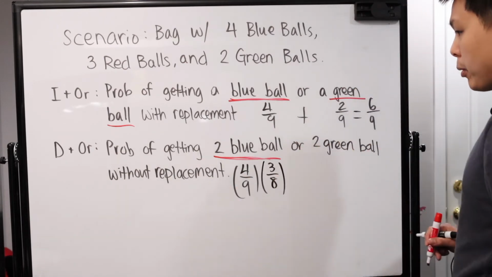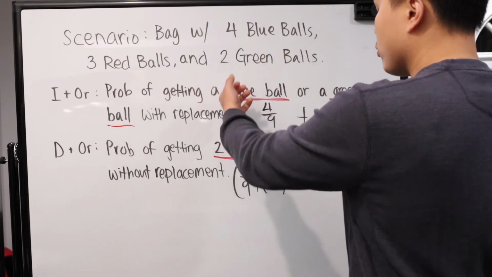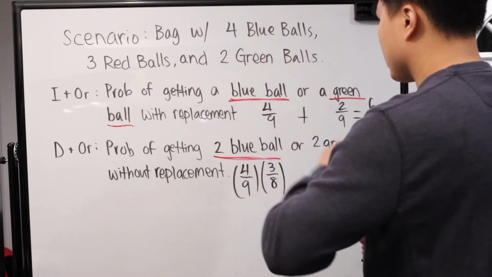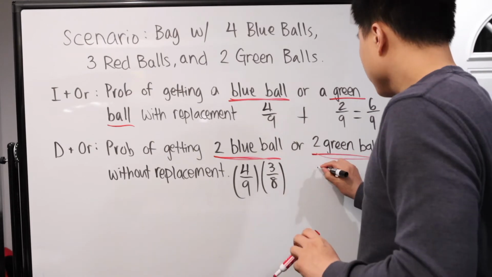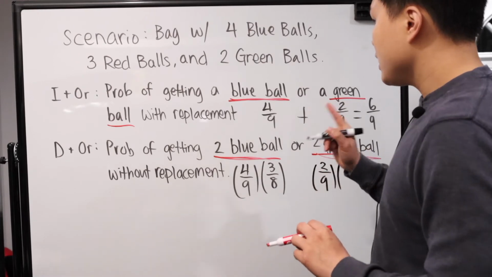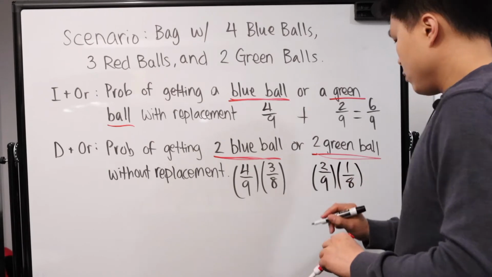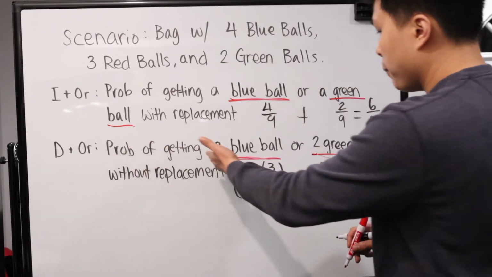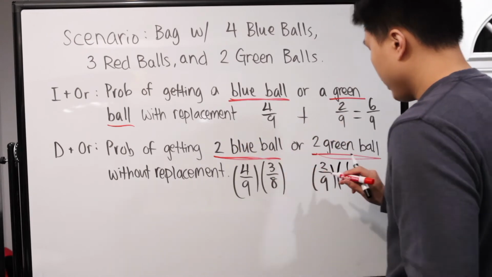Well, let's look at the green ball. Same scenario. If we want just green, we have to have the first one be green and the second one be green. So the probability of the first one being a green ball is going to be 2 out of 9, and the probability of the second one being a green ball is 1 out of 8. And so if we want to find the probability of either one of these scenarios happening, you can just add them.